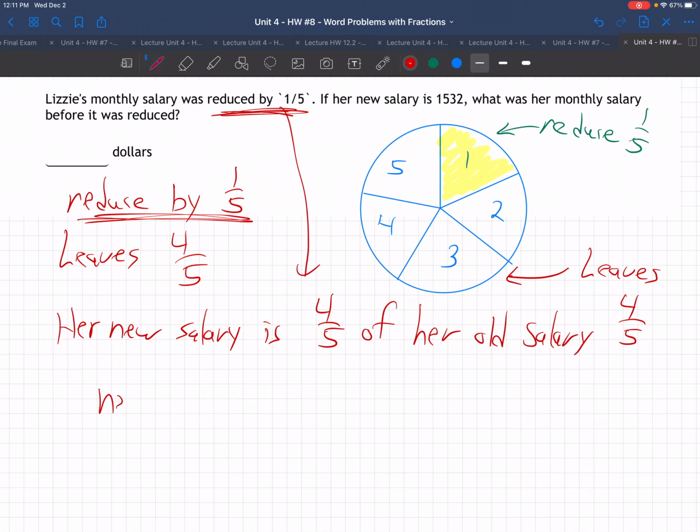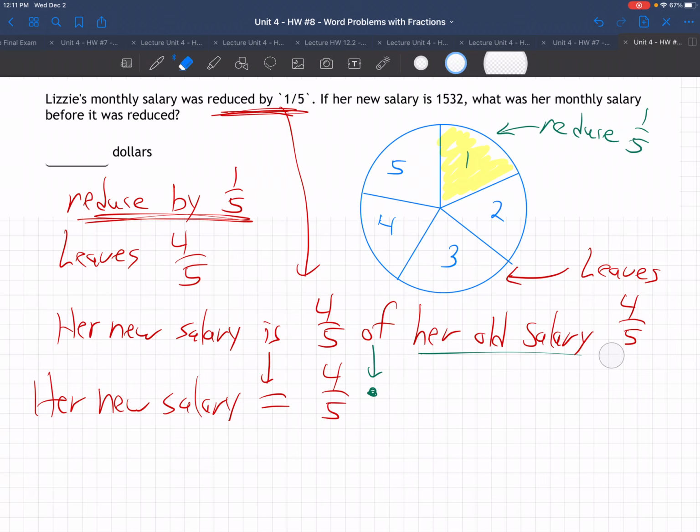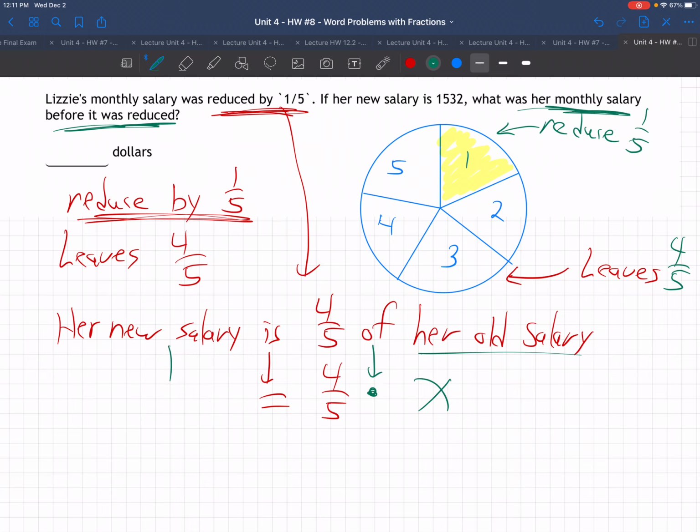So her new salary equals 4/5 of, and of always means times in math, her old salary. Let me get rid of that. That 4/5 wasn't part of it. Her old salary. I don't want that 4/5 to be confused. There. Her old salary. What's her old salary? Call that X. That's what we're trying to figure out. That's what they're asking us for. What was her monthly salary before it was reduced? What was her old salary? And her new salary, they're telling us right here, her new salary, $15.32.